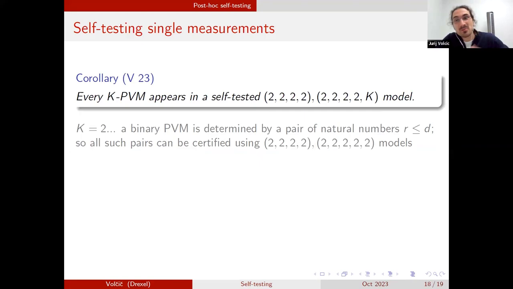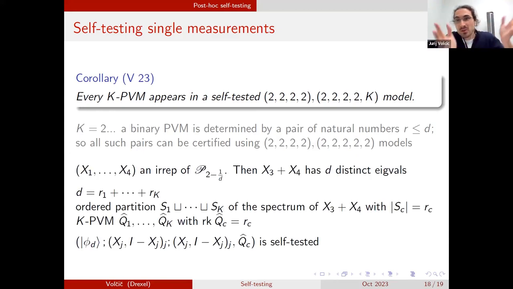Okay, but what's the point of this theorem? Well, now I can claim that every K-PVM appears in a self-tested model with this number of inputs and outputs. In particular, the main case is K equals 2, binary PVM. A binary PVM with two outputs is just determined by a projection and identity minus the projection. So up to unitary basis change it is determined by two numbers, the dimension and the rank of that projection. So essentially what this corollary says is that for any pair of natural parameters, R and D, you can make a self-tested model with this constant number of inputs and outputs that is going to have a measurement with these two parameters.